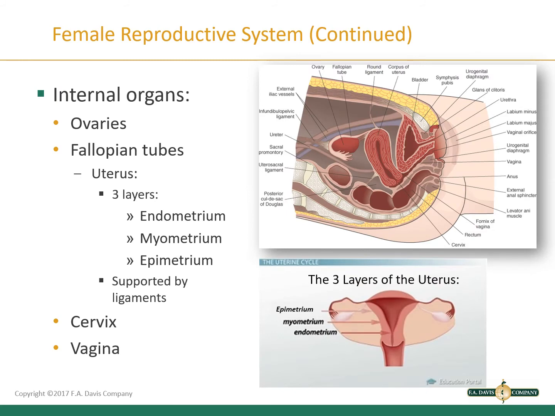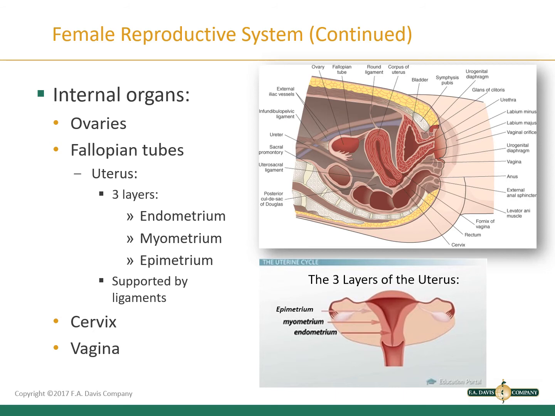Female reproductive system internal organs. You have your ovaries. Those are two small glands located on either side of the uterus, slightly behind and below the fallopian tubes. Your ovaries store approximately 1/2 million eggs. The ovaries secrete the hormones estrogen and progesterone during each reproductive cycle, which we'll discuss a little later in the slideshow.